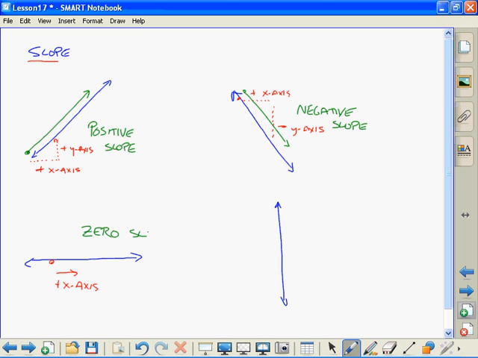Okay, remember with the toboggan, we talked about a ski hill. Positive slope, a lot of work. Negative slope is a lot of fun. 0 slope is really, really boring because you don't go anywhere. And if you're a skier on a vertical slope, it's absolutely terrifying because you plummet to your death. And this is an undefined slope. We don't like skiing on undefined slopes because they cause death. So there we are, that's a quick review of our slopes.